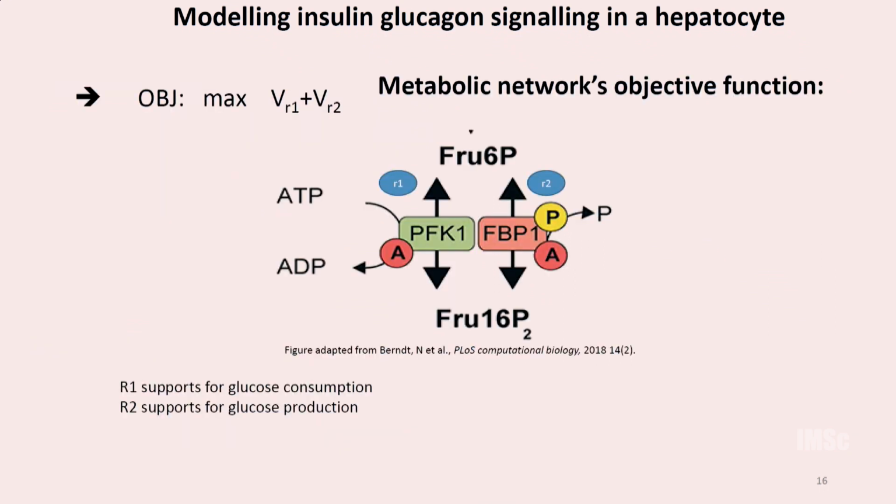So one of the pieces which we have to figure out is what should be the objective function for these pathways, because this is a small pathway, what we can do with it. And we decided that we can take this objective function which maximizes the flux through these two reactions. One reaction supports glucose consumption, another supports glucose production. So there is a balance between both of them in different situations.